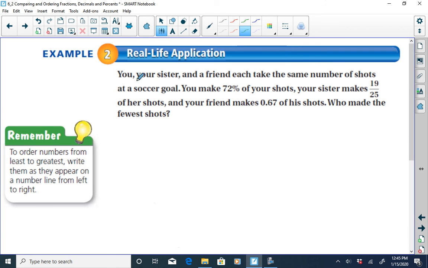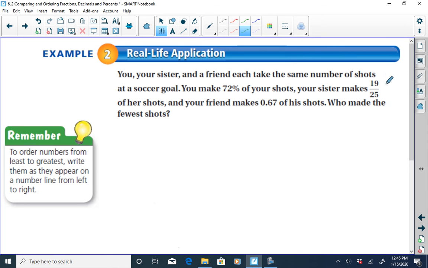Okay, next example. You, your sister, and a friend each take the same number of shots at a soccer goal. You make 72% of your shots, your sister makes 19/25ths of her shots, and your friend makes 67/100ths of his shots. Who made the fewest shots? Once again, we have to write each of these numbers in the same form. Okay? So let's write them as fractions over 100.